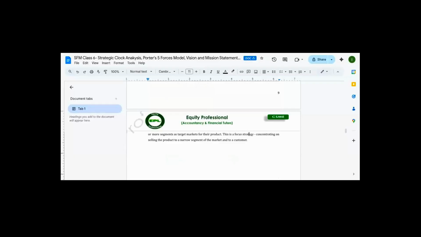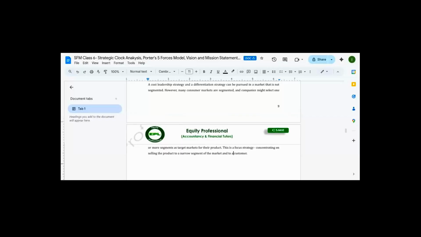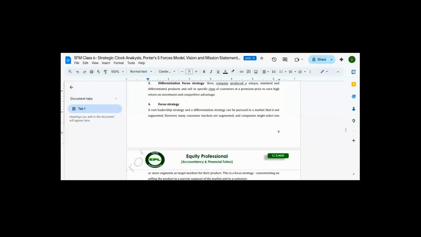And why do we call it a focus strategy? A focus strategy occurs when a company concentrates on selling their products to a narrow segment of the market and customers. So focus strategy is used by a company that cannot serve and meet the needs of the larger market. In fact, they don't even have the resources to do so. They don't have the competency, capability, core competency, innovative knowledge to meet the total demand of the entire market.